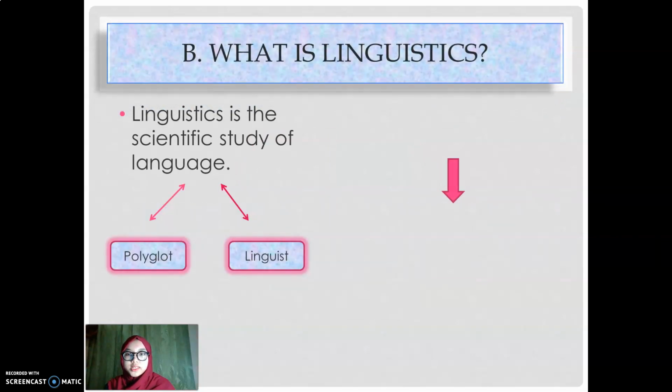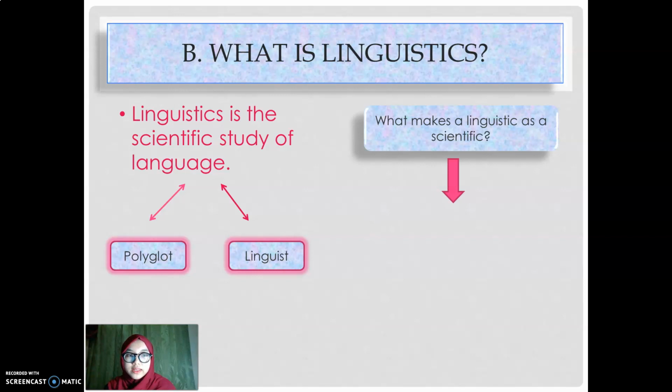What is linguistics? Linguistics is the scientific study of language. It means linguistics doesn't study an individual language, it studies language in general. In linguistics, there are differences between polyglot and linguist. A polyglot is a person who knows many languages. A linguist is one who studies general principles of language organization and language behavior, often with reference to some actual language or languages.